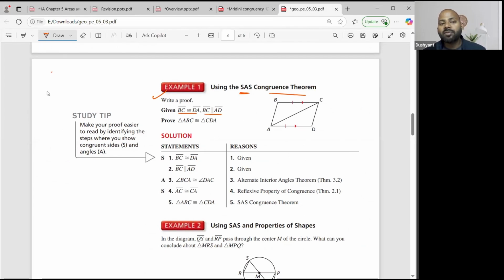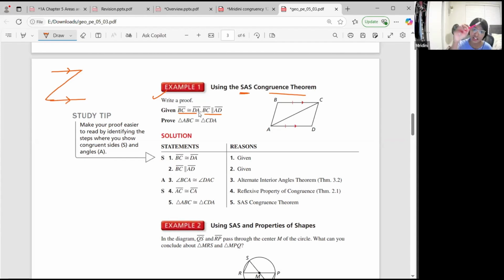You know that parallel lines mean what? If we have parallel lines, the alternate angles will be congruent, right? This side is already given congruent, this side is equal to this side. So this angle will be equal to this angle. The reason is alternate interior angles are equal in parallel lines, correct? So this one, let's take as angle one, and this is angle number two.